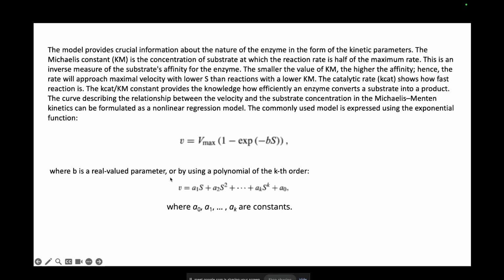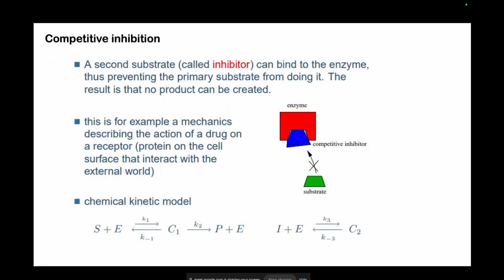Sorry, b is a real value parameter, and if you know Taylor series, you can expand this up. If you have a polynomial, you can expand this up to the polynomial of the k degree, like this. So it's okay. We'll not go into so much detail of the equation, but that is how the equation is derived.